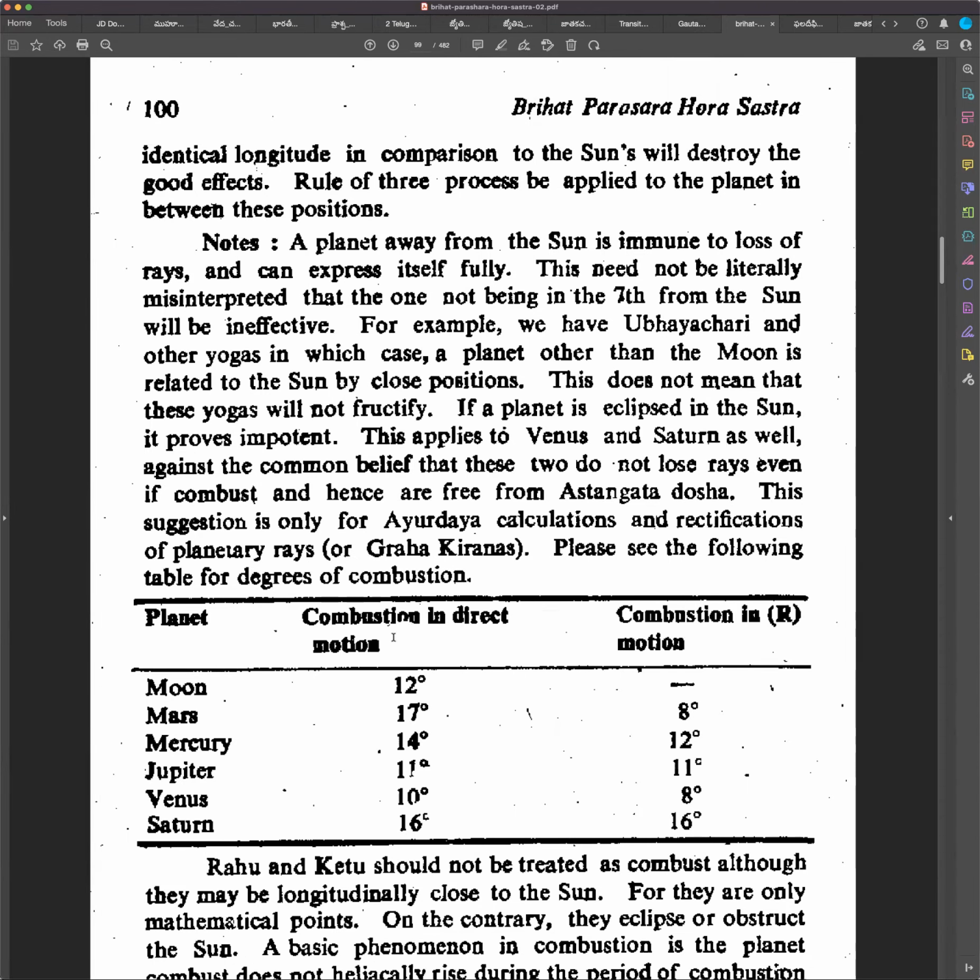Combustion is in direct motion. Sir, in reverse motion. Mercury, yes. The combustion degree is 14 degrees direct. In my chart, it is 12 degrees. Still, I can treat it as combusted with Ravi. Yes, within up to 14 degrees.